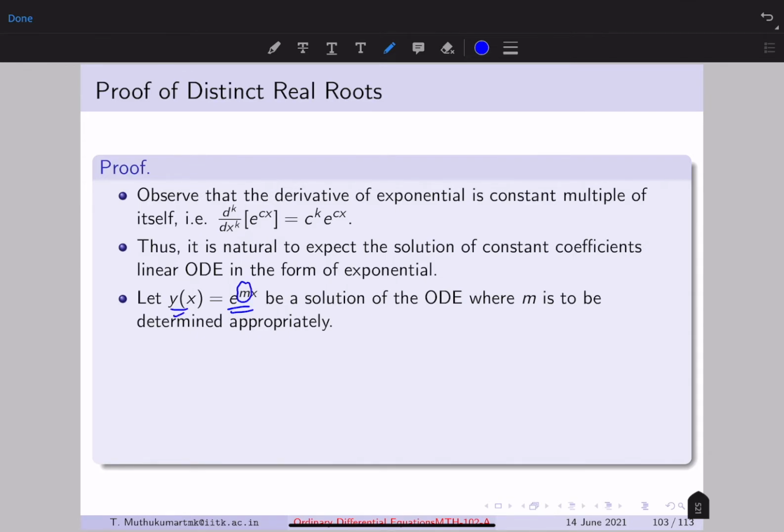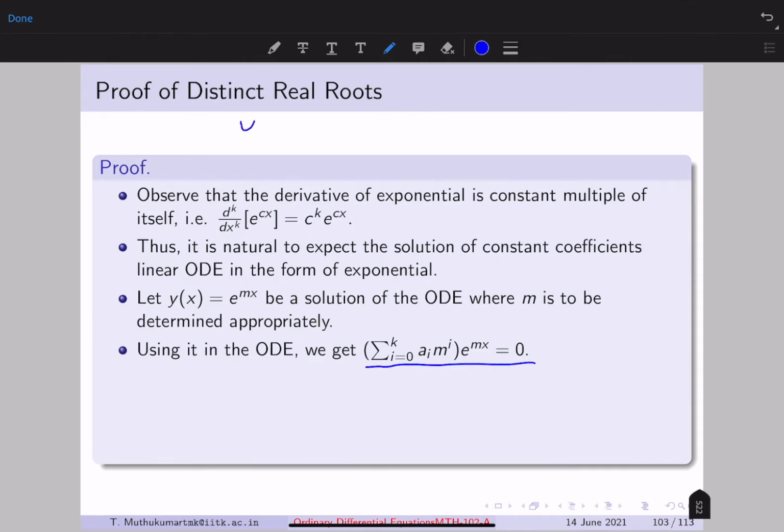So let's say our solution to the ODE that is given to us, which is the linear homogeneous ODE, is of the form e^(mx), where m is to be determined appropriately. Once you determine m, you have determined y. So if you use this information in that linear ODE, then you get an equation of this form, right?